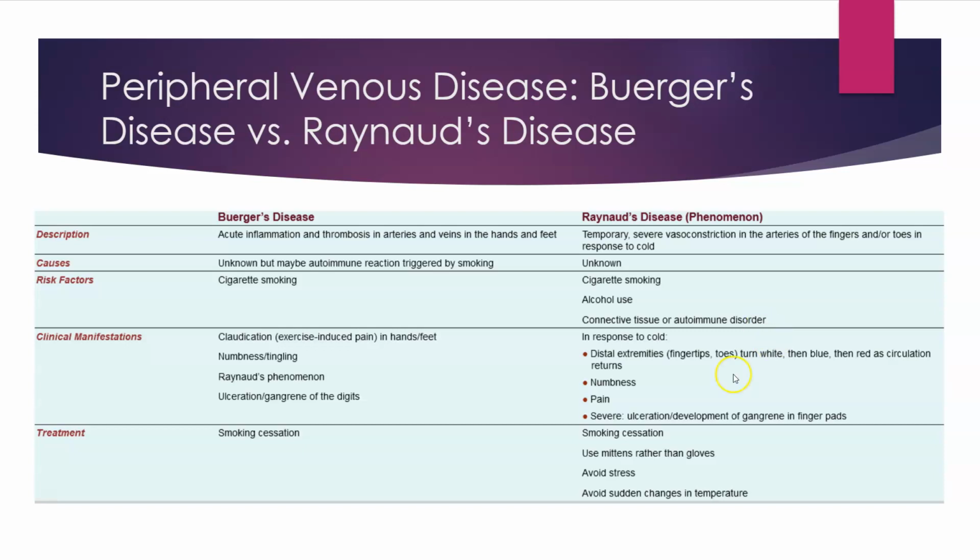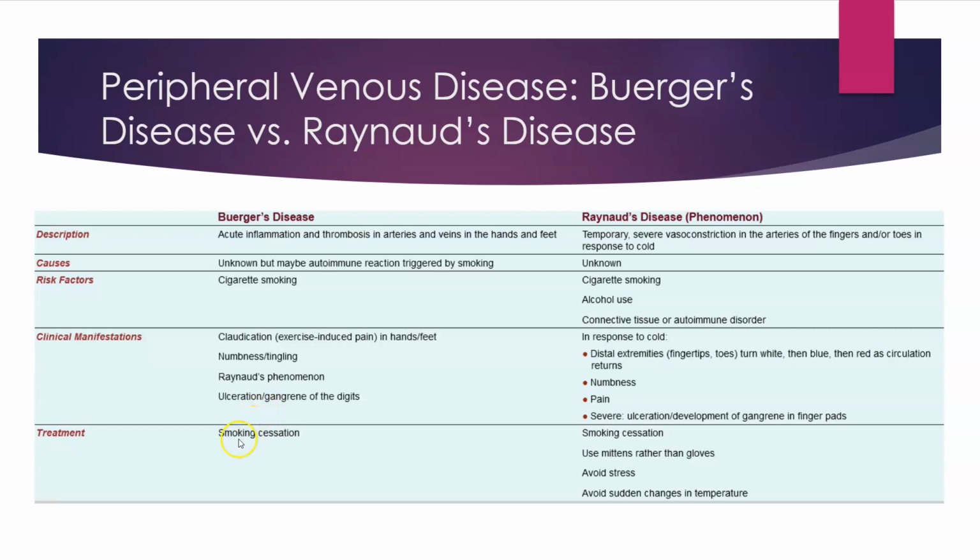But either way, what you're kind of seeing with Raynaud's is the distal extremities get white, blue, and then red as circulation returns. They get numb. It's painful. And uncommonly, they can get ulcerations or develop gangrene in the finger pads as that circulation clamps down. Buerger's is more in hands and feet, and you get very similar signs and symptoms. And with this one, you can get ulceration or gangrene as well.